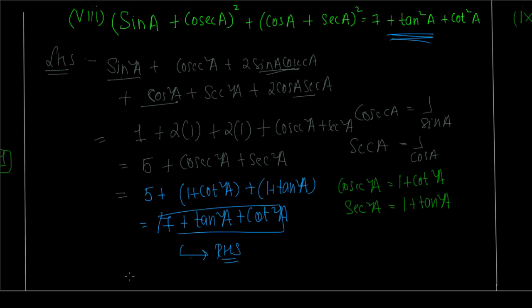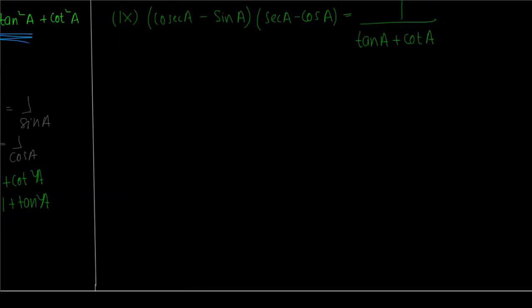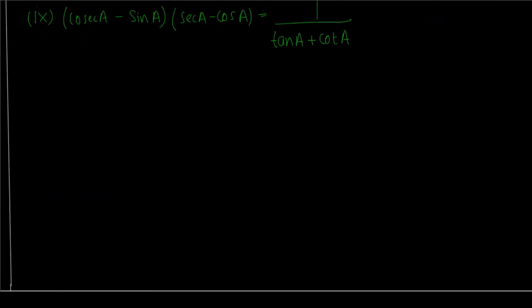Clear? Now let us move on to the third part of this question, which is this. A bit difficult, a bit tricky. (cosec A minus sin A) into (sec A minus cos A) is equal to 1 by (tan A plus cot A). Now look at this question carefully. I had discussed one question previously, in one part of this question, and I had said that in that part you have to simplify the LHS and RHS separately. Remember in the previous video. Here too that same case applies.